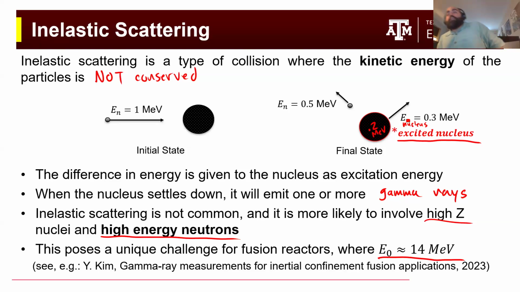You could make a whole career just out of designing shields for fission reactors because fission neutrons have a lot of energy. They cause a lot of damage to materials. That is happening on steroids in fusion reactors because the neutrons are so much more energetic. That means that these inelastic collisions become more likely. The nuclei interacting with these high energy neutrons get very excited, and then these excited nuclei are emitting a lot of very high energy gamma rays.